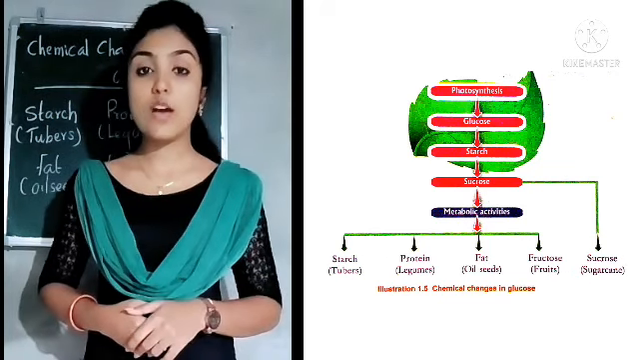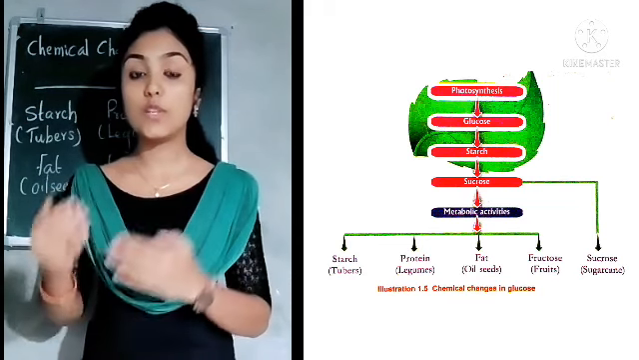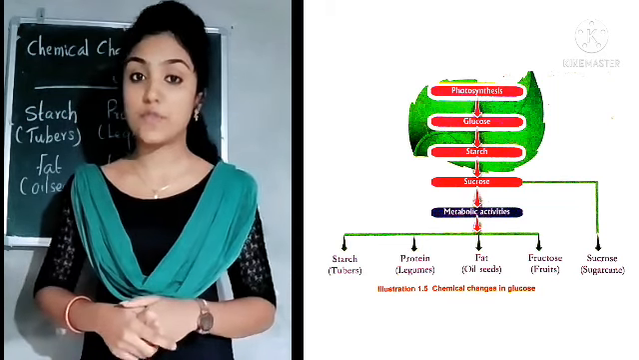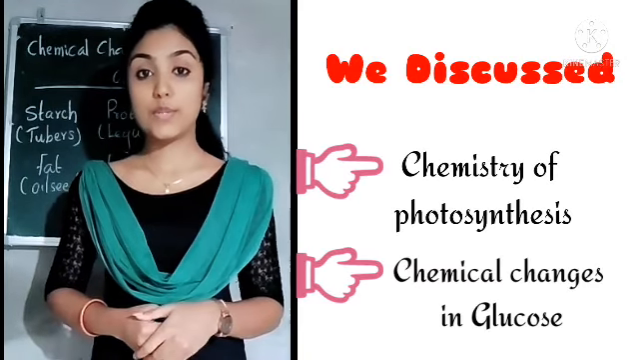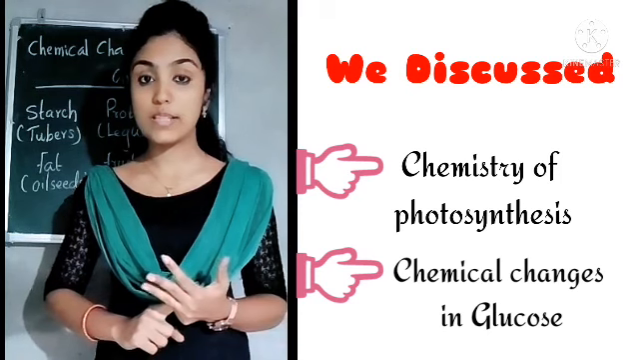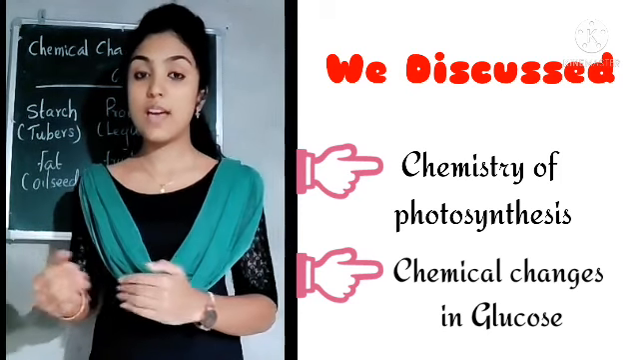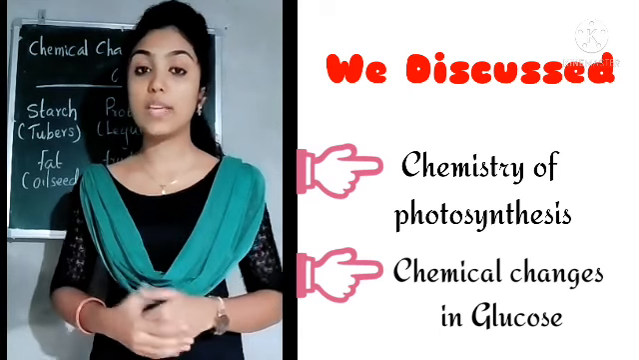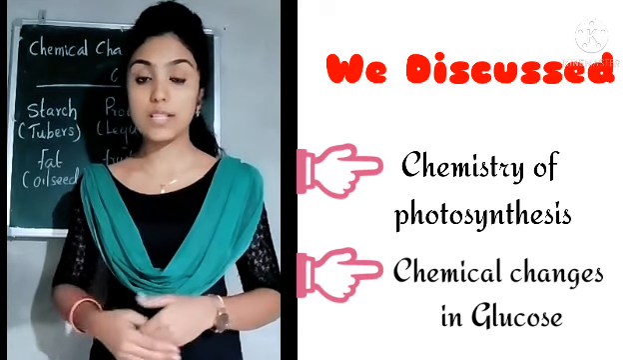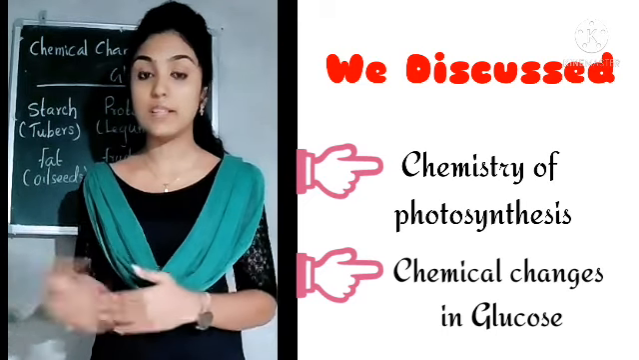So I think now you understood how the various types of nutrients required for the growth of animals are obtained from plants. Today we discussed the chemistry behind photosynthesis, and in that we discussed the light phase, the dark phase, and also how to write the chemical formula of photosynthesis, and then we discussed the chemical changes that take place in glucose.